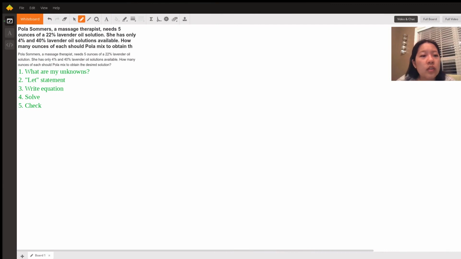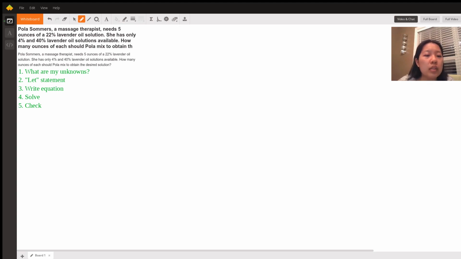So this question says, Pola Sommers, a massage therapist, needs 5 ounces of a 22% lavender oil solution. She has only 4% and 40% lavender oil solutions available. How many ounces of each Pola mix to obtain the desired solution? So for word problems, I always recommend going through the 5-step problem solving plan.